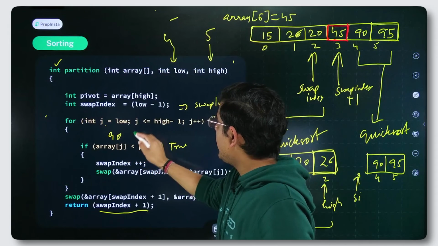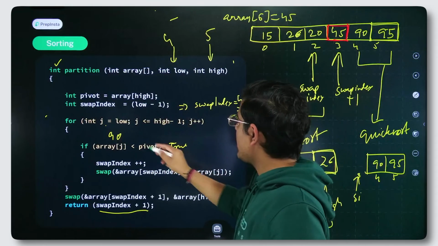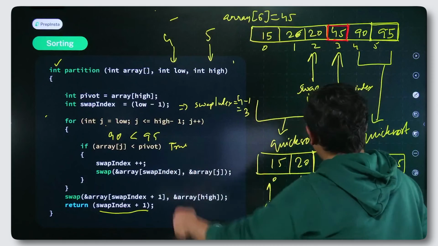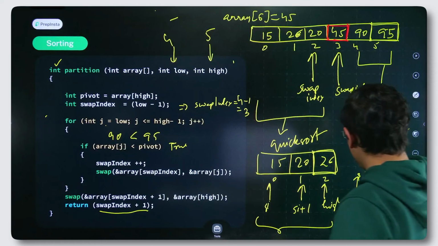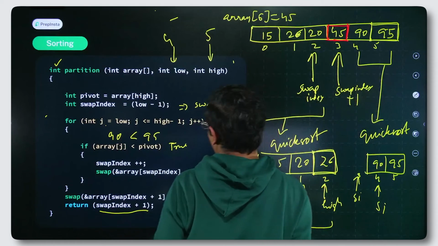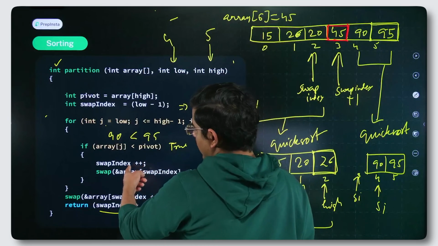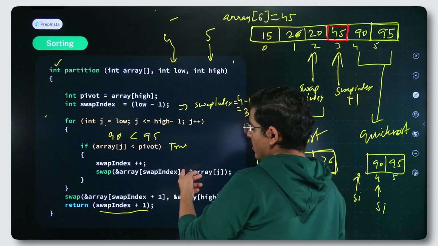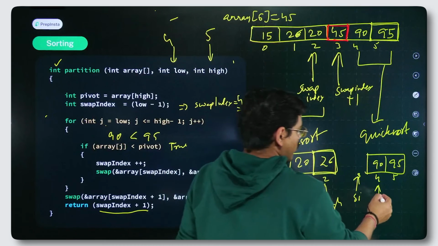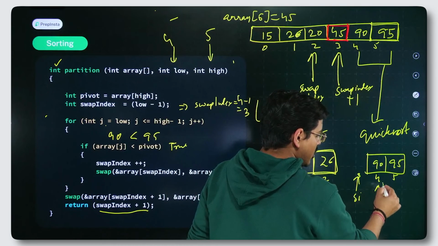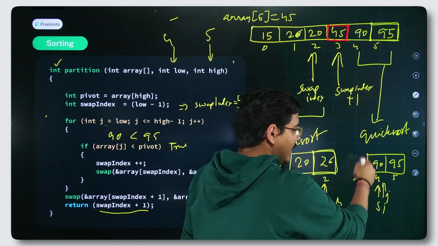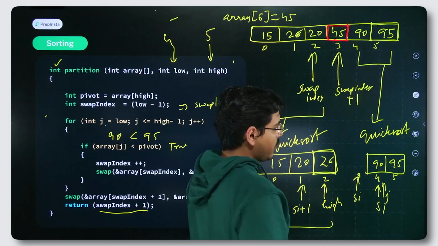Pivot is 95, because you had fixed array of high as pivot. 90 smaller than 95, true. What will happen? Swap index will increment. Swap index gets incremented here, si comes here. Now when swap index gets incremented, you perform the swap function, array of swap index swapped with array of j. So now swap index is already pointing here, j was also pointing here because j was low, which is 4. So 90 remains at its own place even after swapping.